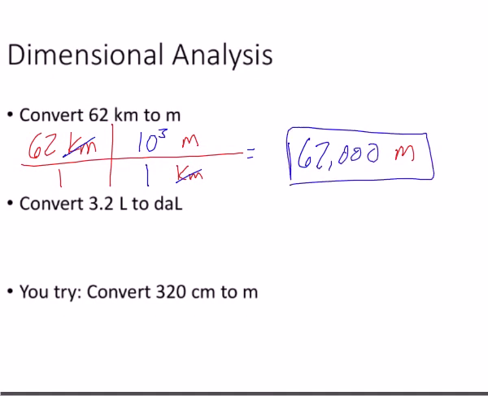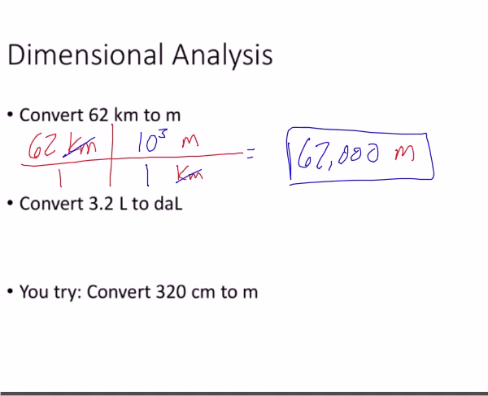Now, does that answer make sense? If we have kilometers that we're starting with and we're going to meters, which of those units is larger? Kilometers. Okay? So our answer that we're ending up with should be much larger than what we started with because we're converting to a smaller unit. That's the last question you want to ask yourself. Step 4, does my answer make sense? I want you guys to try the next few.